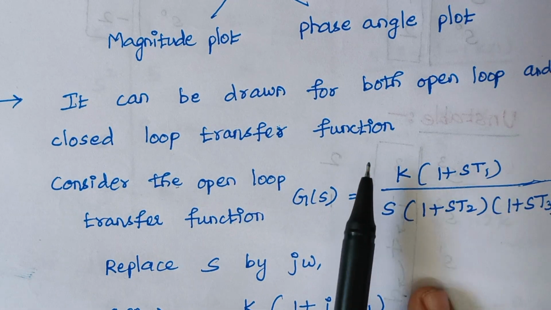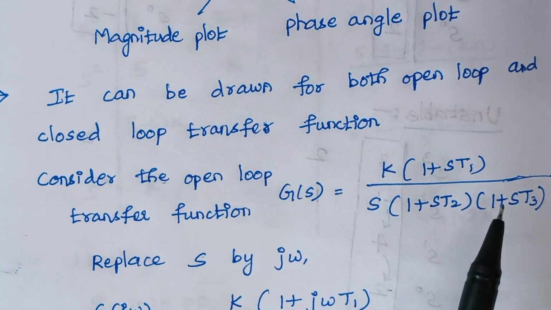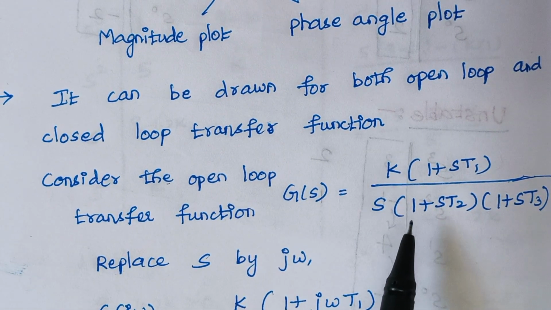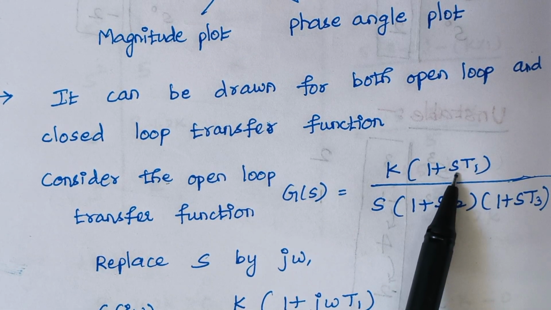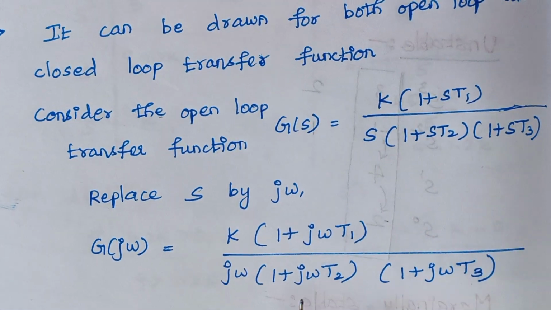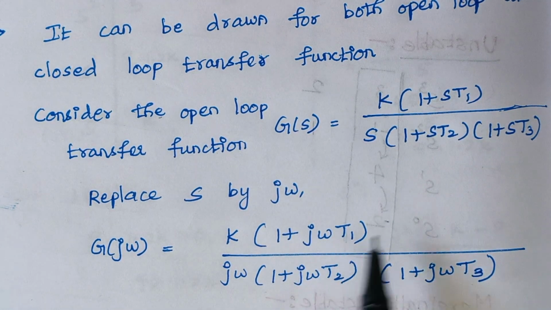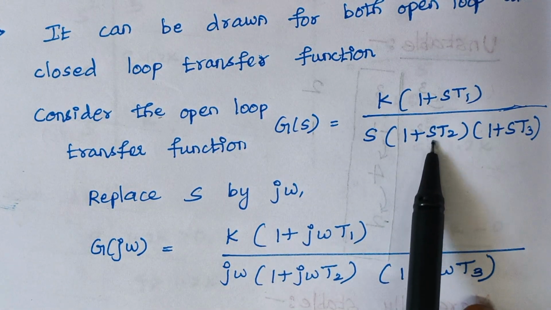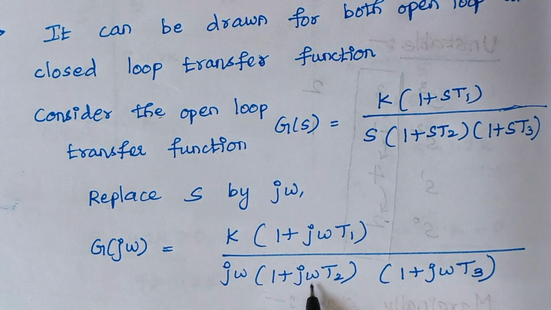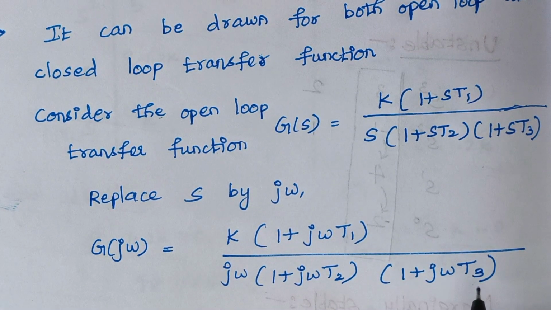So now we are going to discuss with an example. So this is our given open loop transfer function. Right. So the first step is we have to replace s by j omega. So in the place of s, you can write j omega. So here we had k(1 + sT1); in the place of s we should write j omega T1, divided by, in the place of s, j omega. And again here 1 + sT2, so in the place of s, again we write j omega T2. And 1 + sT3 is written as 1 + j omega T3. Right. This is our foremost step.